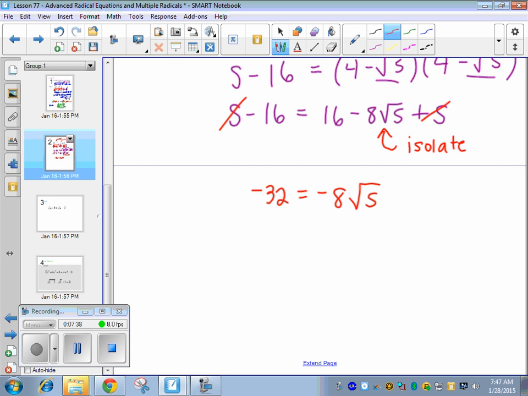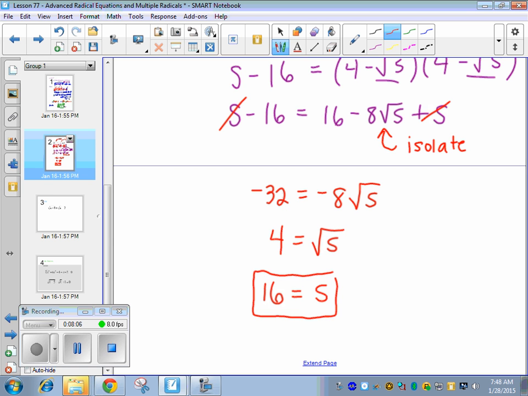Not yet. You gotta isolate the s first. Can't add 8. Divide. Okay? We gotta divide by negative 8 here, so that's positive 4. Then square both sides. And we get 16.